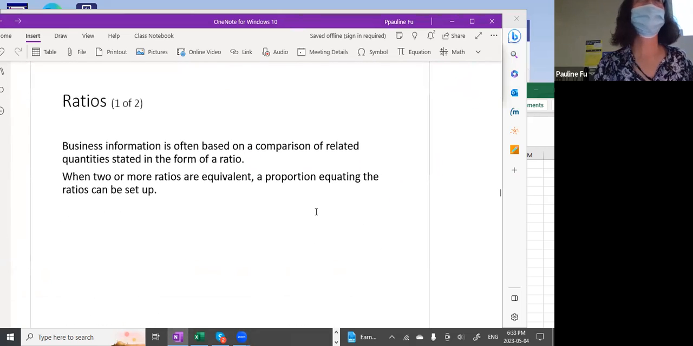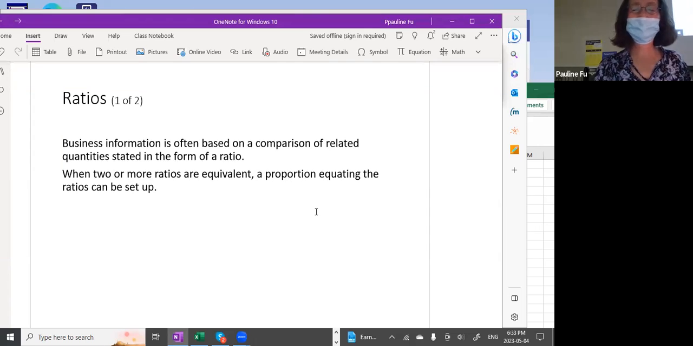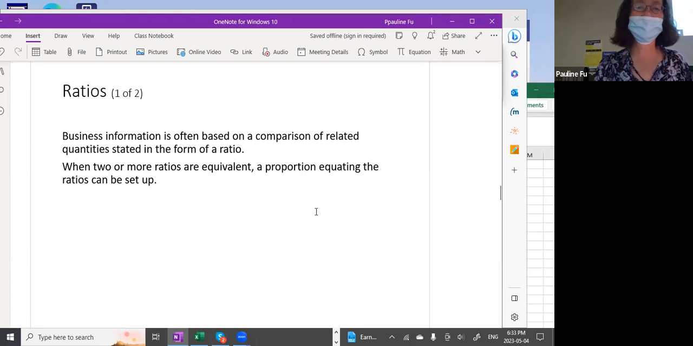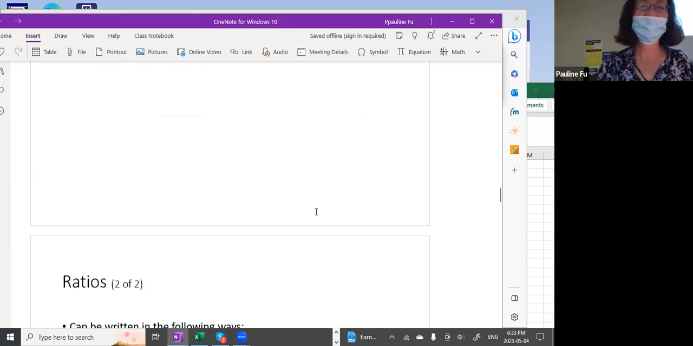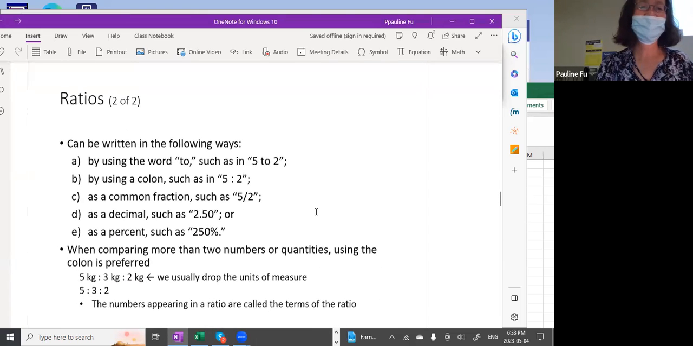So far we talked about radicals, numbers. Now we change to ratios. Business information is often based on comparison of related quantities stated in the form of ratio. When 2 or more ratios are equivalent, a proportion equating the ratios can be set up. This is just a general rule.